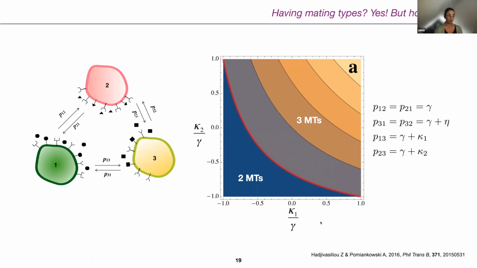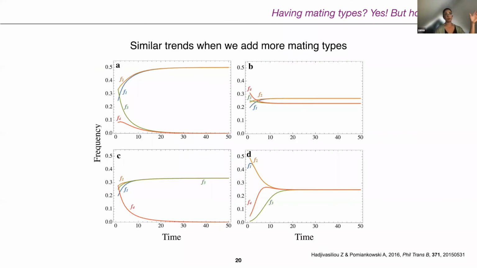And of course, this argument can be made a bit inductively. So here I spoke to you about how you go from 3 mating types to 2 mating types. You can ask the same question and use a similar logic to understand how you would go from 3 mating types to 4 mating types, and a similar sort of logic follows in that case.